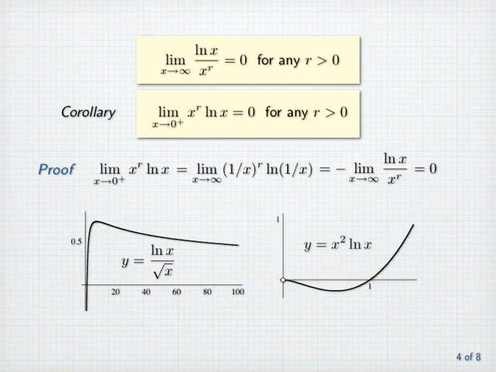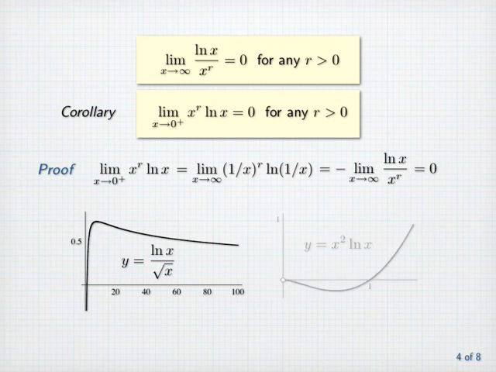Here's the graph of y equals x squared times the natural log of x, showing that its limit as x approaches 0 from the right is 0. Notice that the slope appears to approach 0 as well, indicating that the function values become very small very quickly as x approaches 0 from the right.